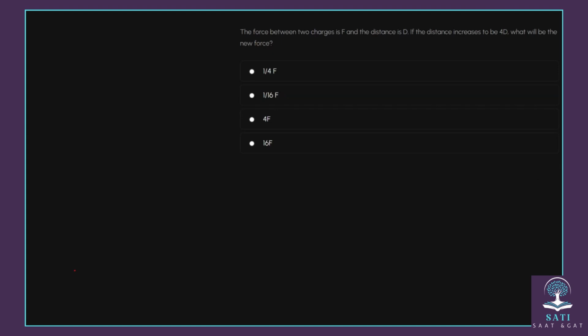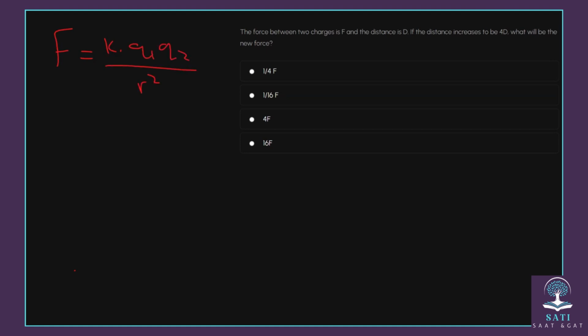The force between two charges is F, and the distance between them is D. If the distance increased to 4D, that means 4 times the initial distance, what will be the new force? Okay, if we go now to see the formula, F equals K times Q1 times Q2 over the radius squared.